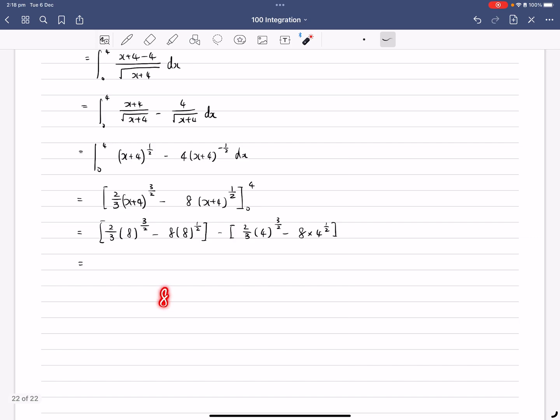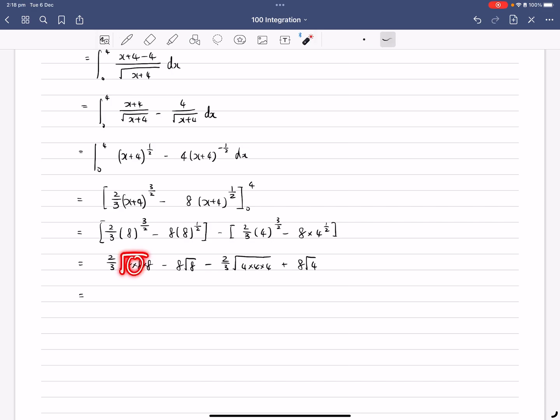So we need to know what 8 to the power of 3 over 2 equals. That's equal to the square root of 8 to the power of 3, which is 8 times 8 times 8, and that's 8 square root of 8. Minus 2 on 3, square root of 4 times 4 times 4, and minus plus 8 square root of 4. Okay, so we should be able to simplify this one.